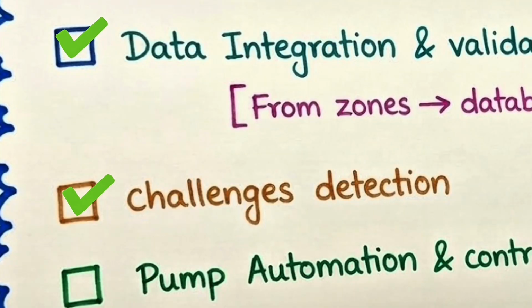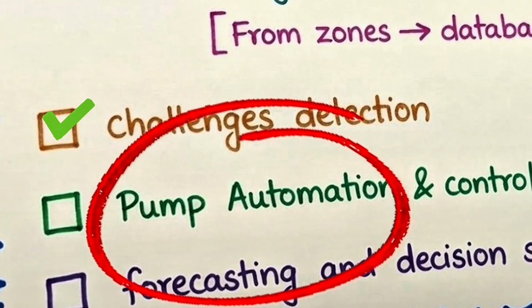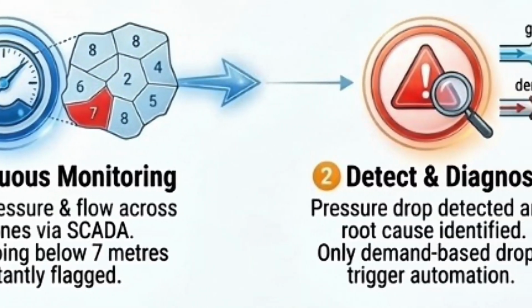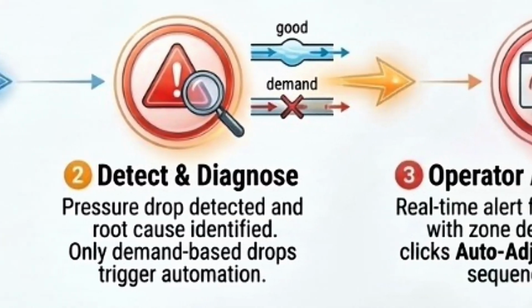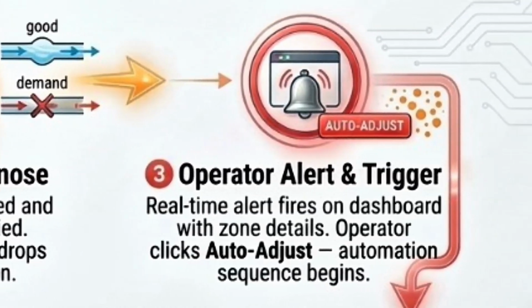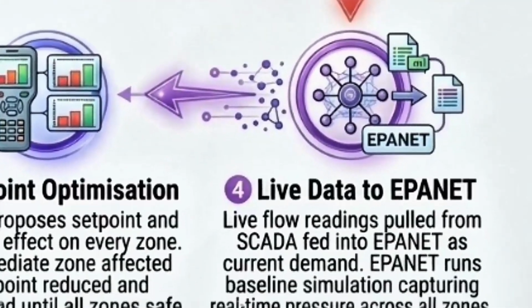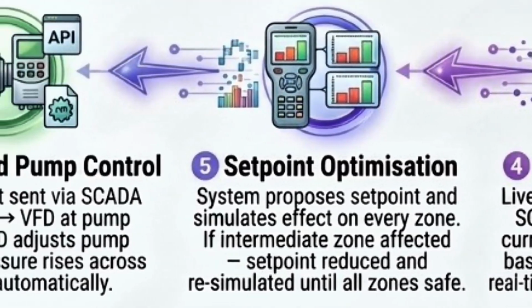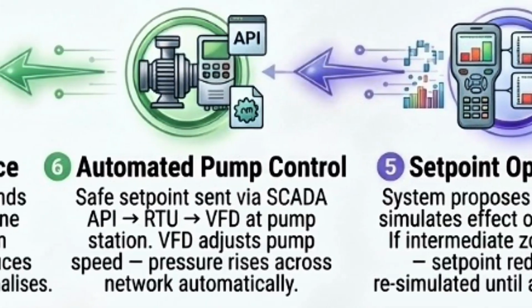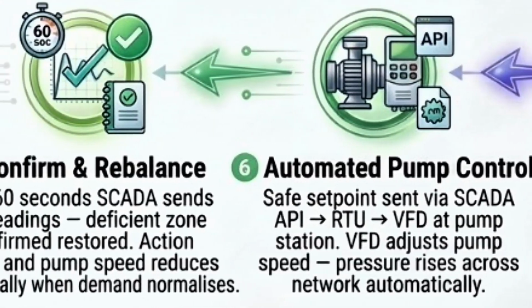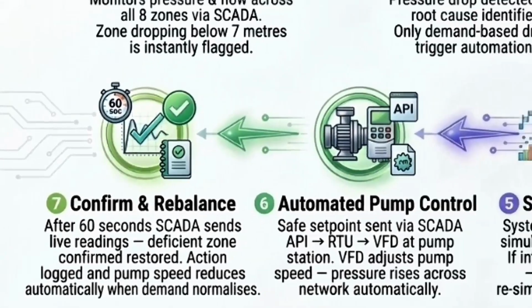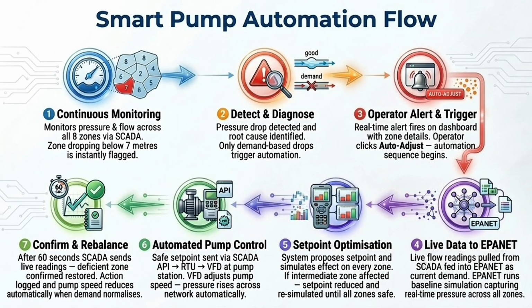Now let's move to smart pump automation. The system continuously monitors all zones using SCADA and detects pressure drops below threshold levels. Once detected, it diagnoses the issue and triggers a real-time alert on the dashboard where the operator initiates auto-adjust. The system then pulls live data, feeds it into EPANET, and simulates optimal pump set points. If all zones remain within safe limits, then the set point is finalized and sent to SCADA, where pump speed is automatically adjusted. The system then validates restoration using live feedback and continuous monitoring dynamically.